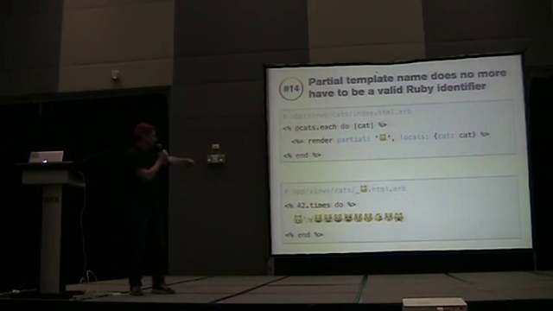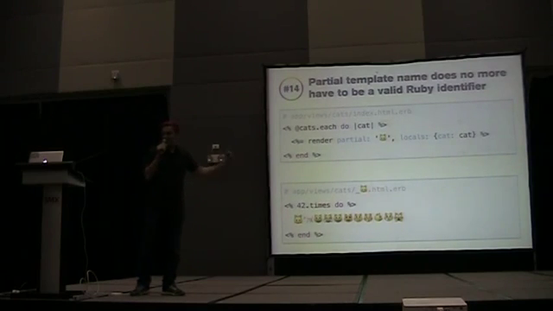So if you want to call your partial underscore cap emoji.html.arb, you can do it. And then you can use that as your partial and I think this is great. So, a big round of applause for Akira. Cool. I should just close here.